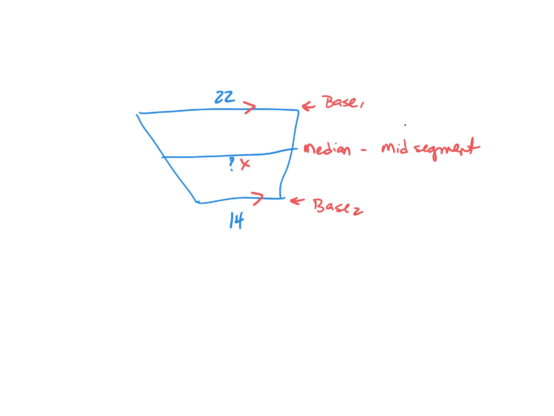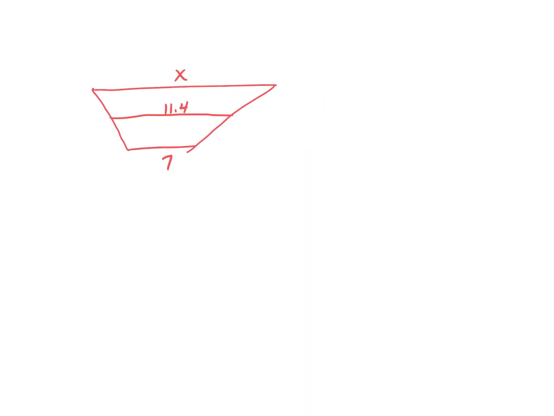Does anybody have any ideas on what we could do to the 14 and the 22 to get the guy in the middle? So when you're finding the median, you need to find the average of the bases. So it's going to be 22 plus 14 divided by 2, which is 36 divided by 2, which is 18. So x equals 18.